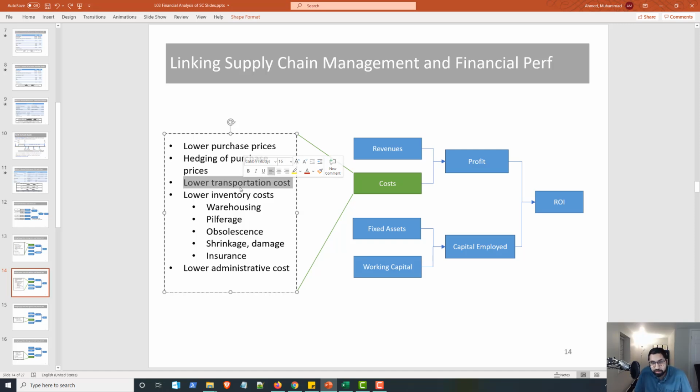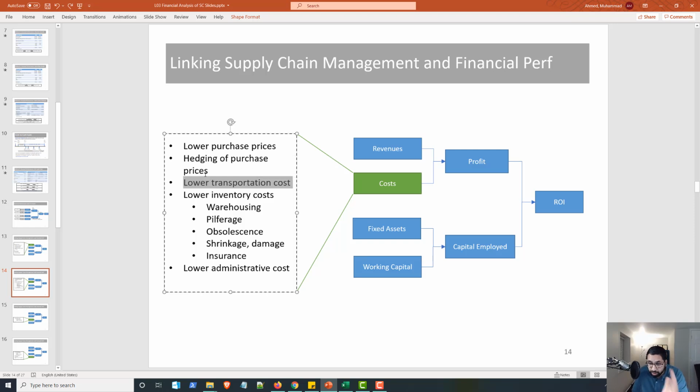So again, for details of transportation, you would have to take the logistics course. Inventory cost I covered in this course and the logistics course, so we'll learn more about that. It's going to be warehousing, pilferage, obsolescence, planning. How do we compute safety stock? All of that. And then administrative cost is also part of the cost. And this is not an exhaustive list.